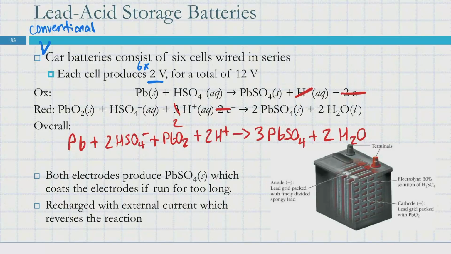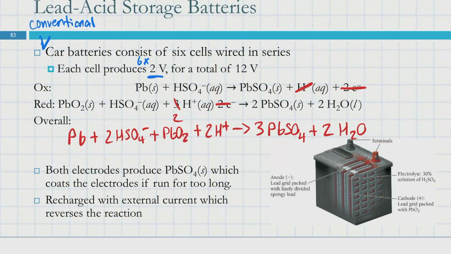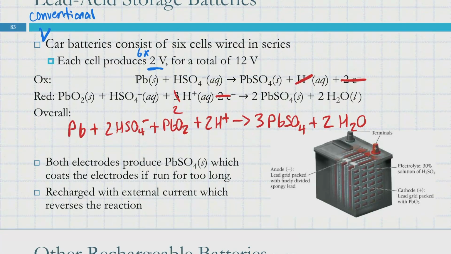And it's also got sulfuric acid in there, so be careful when you're adding the water, and this is also part of why you need to dispose of these in a certain way. Okay, so both of these electrodes produce lead 2 sulfate, which can coat the electrodes if it runs for too long. If you recharge it with an external current, like from your alternator or from a trickle charger or something, then that can reverse the reaction, and then you get some more life out of your battery.